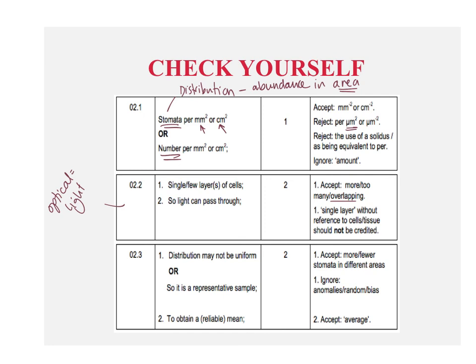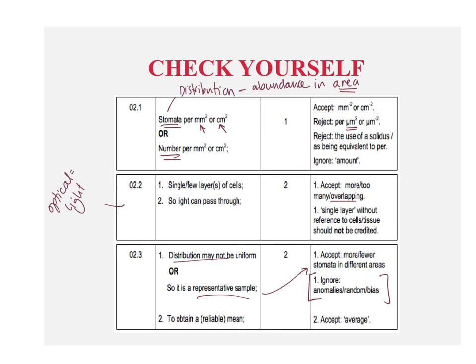Question 3, why is it important that we sample in a few different areas? Maybe that the distribution may not be uniform in all of the areas, and so it is a representative sample. You could have said in another way that there may be more or fewer stomata in different areas. It does say ignore any mention of anomalies or randomness or bias. So if you're looking down a microscope, you might be biased towards the areas that look like they've got more stomata, but it's a bit of a meh point for this question.